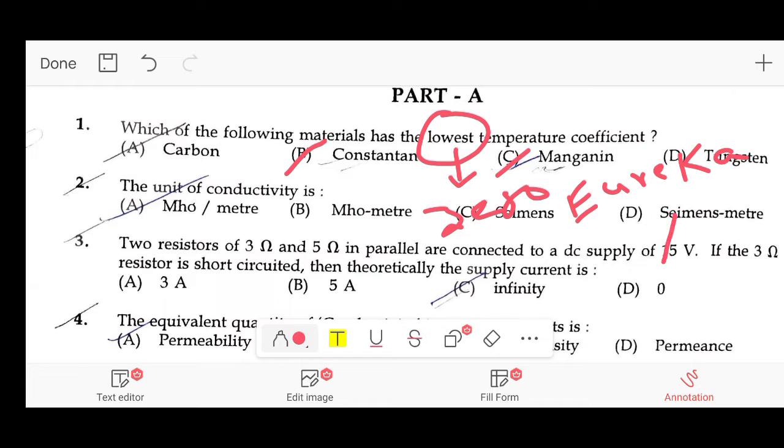Second question, the unit of conductivity is: mho per meter, mho meter, Siemens meter. The answer is going to be mho per meter, and it is also called Siemens per meter.